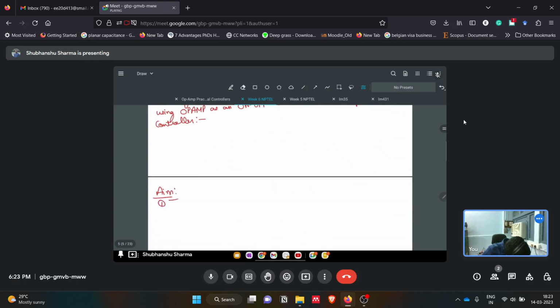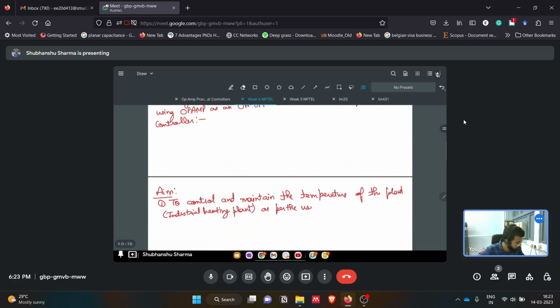Now we'll see the aim of this. First is to control and maintain the temperature of the plant. The plant here is some industrial heating plant, we can say, as per the user requirement.